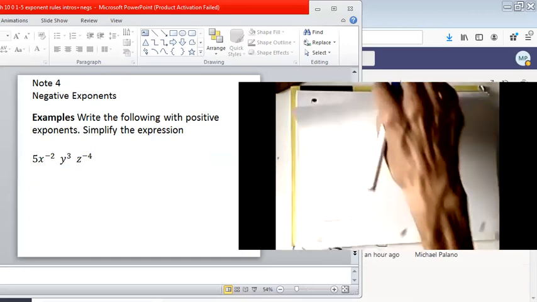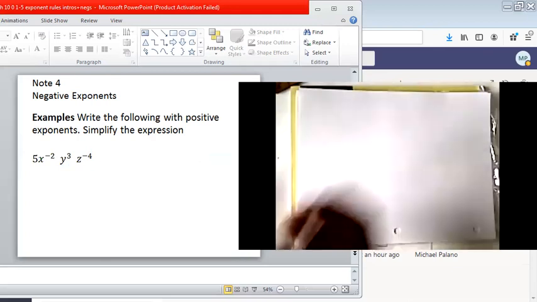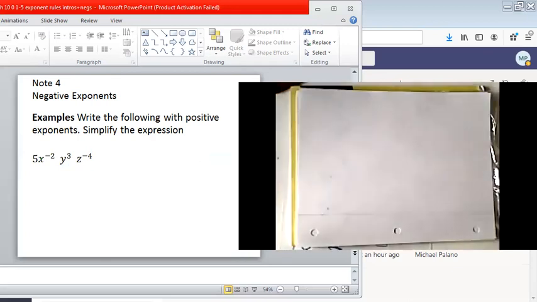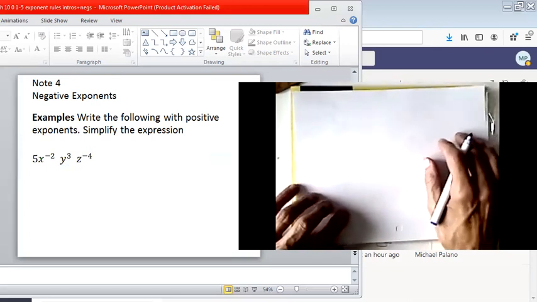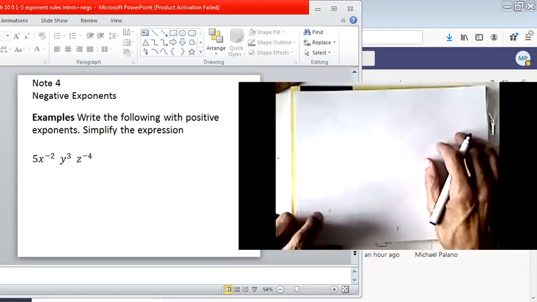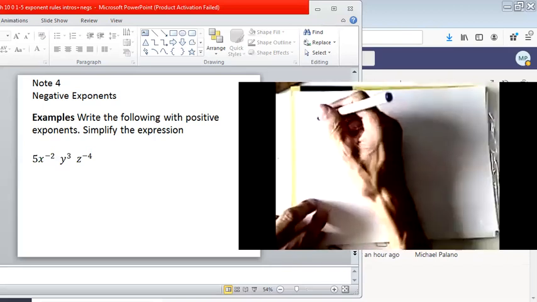Let's try that one. Okay. So notice, if it's negative, you got to make it positive. If it's positive, you just leave it. It stays where it is.